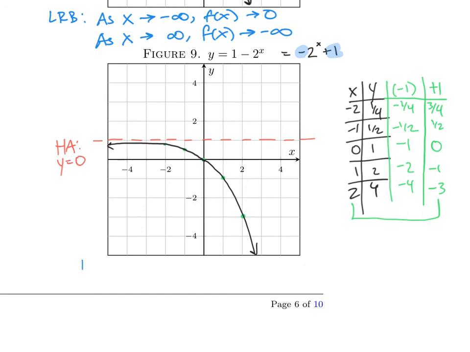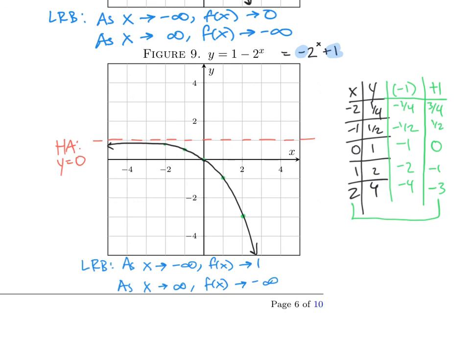So our long run behavior here is going to be: x goes to negative infinity, f of x goes to 1, since that is our new horizontal asymptote. And as x goes to positive infinity, f of x goes to negative infinity.